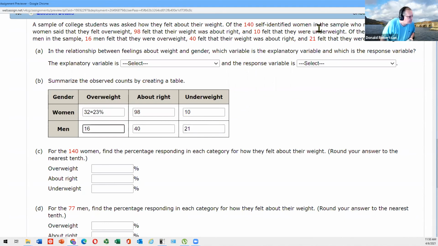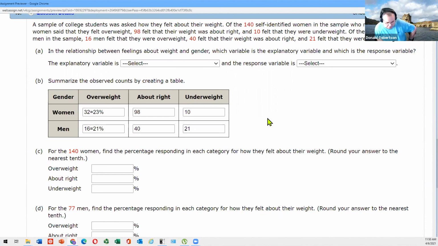On the other hand, how many men? It was 77 men. So 16 divided by 77 is 21%. Now, it's not a big difference, but would you agree that women tend to self-identify as being a little bit more overweight than men? They think they're more overweight. I'm not saying they are.